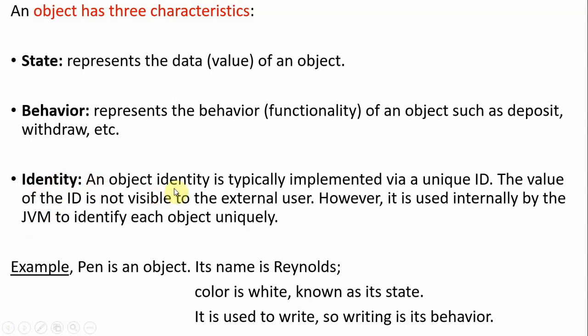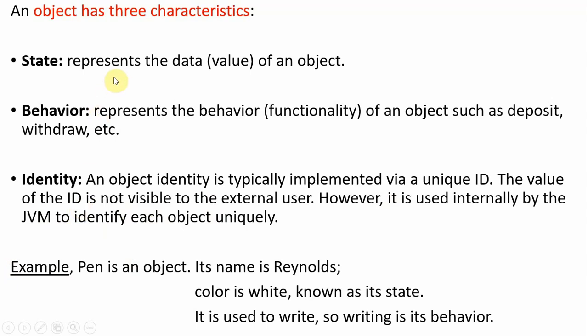Identity is typically implemented by a unique ID. The system, or JVM, can identify an object with the help of a unique ID. This cannot be seen by the programmer. It is specific to the JVM only, not visible to the user. It is internally created and used by the JVM for the identification of each object uniquely. Just as you have a roll number, like that an object has an identity.